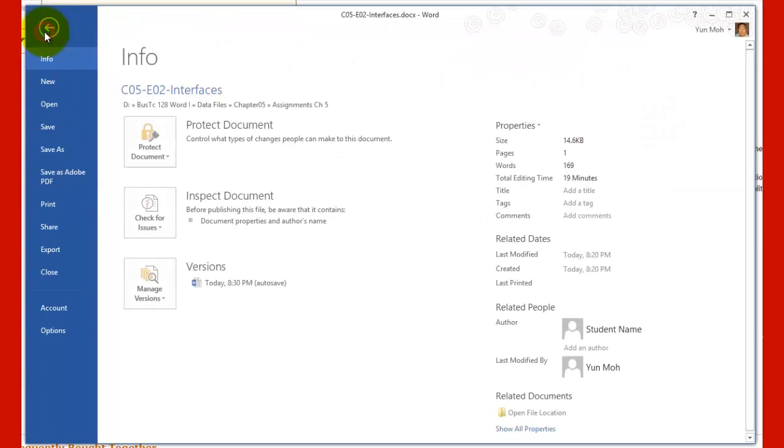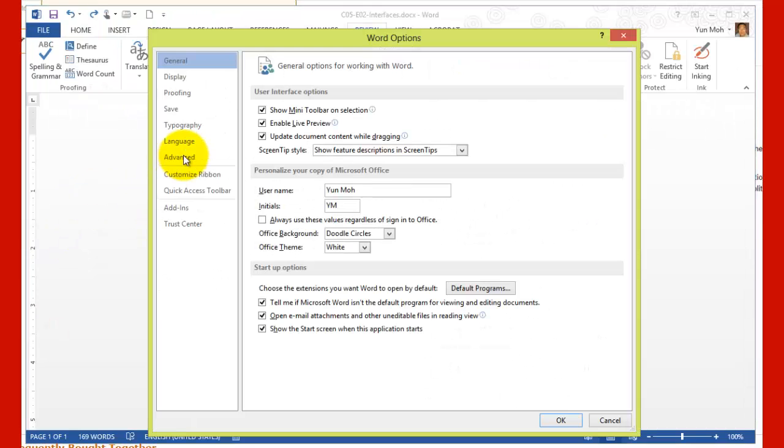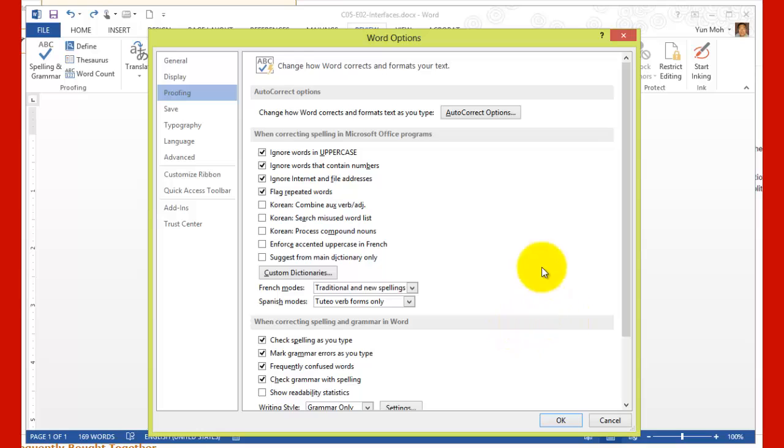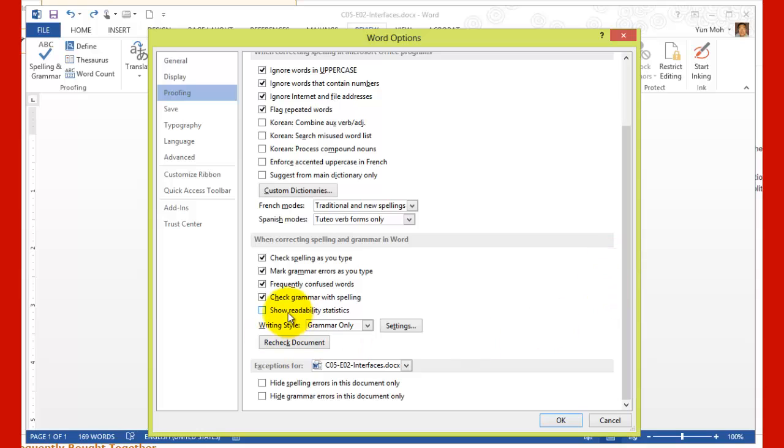Go to File, Options, Proofing. We were here before, and we changed that. We made sure that Ignore words in UPPERCASE has a check mark. Let's go down here. We have, when correcting spelling and grammar in Word, writing style. Right now it checks only grammar, but you can always check style.